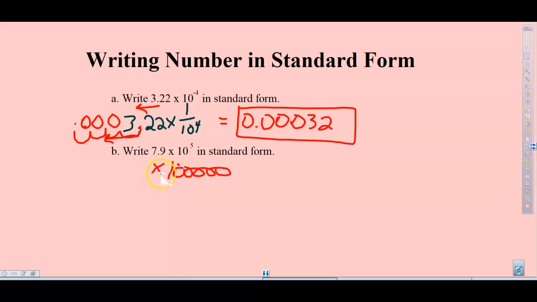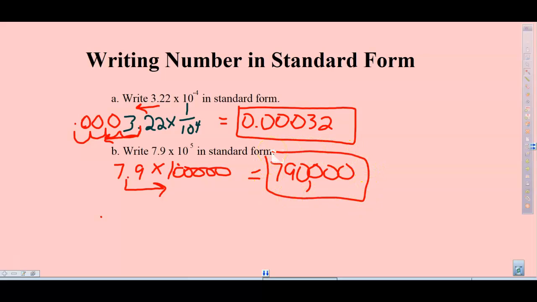100,000. Okay? When we're multiplying a number by a power of 10, we're moving that decimal over once for each power of 10. So this decimal is going to move over right because we're enlarging this number. So 7 9/10 times 10 to the 5th power is the same thing as 790,000.